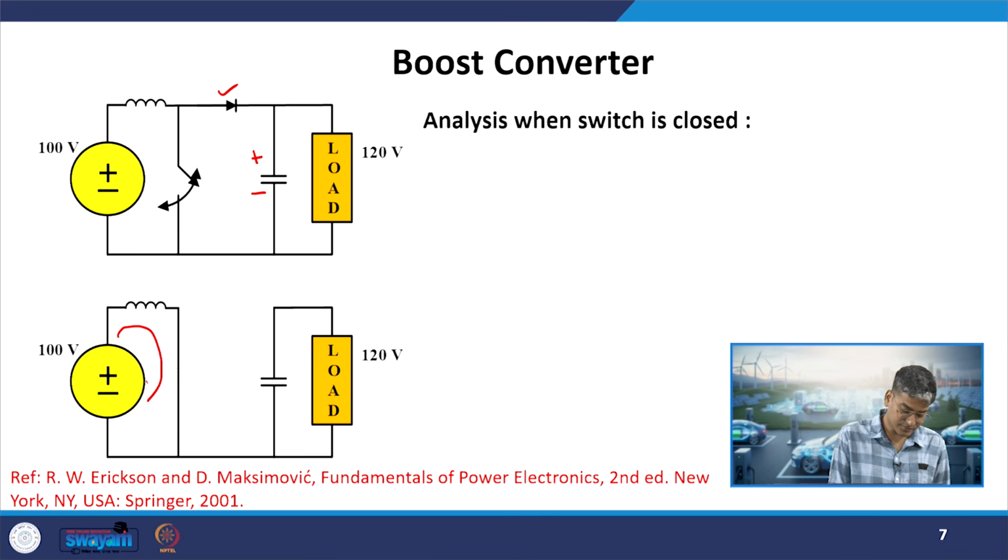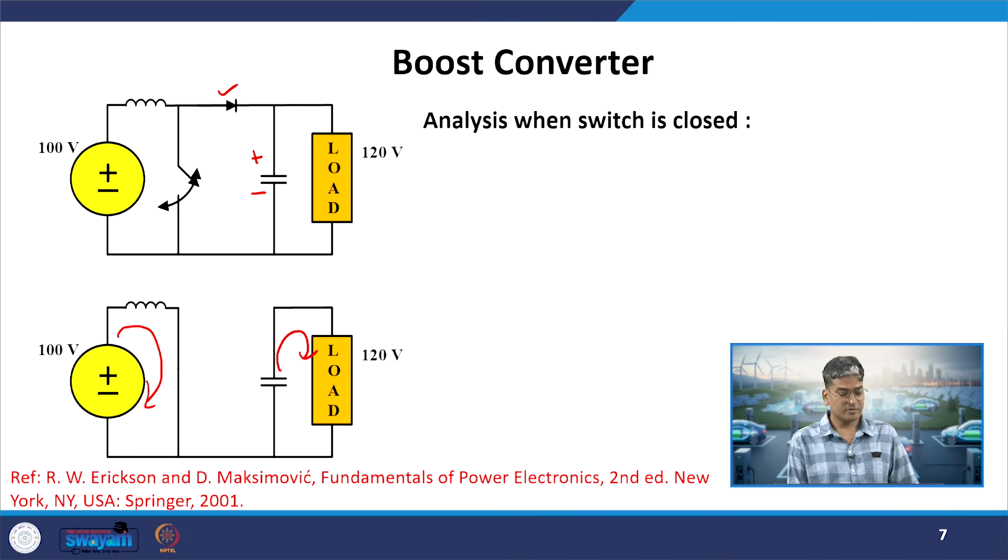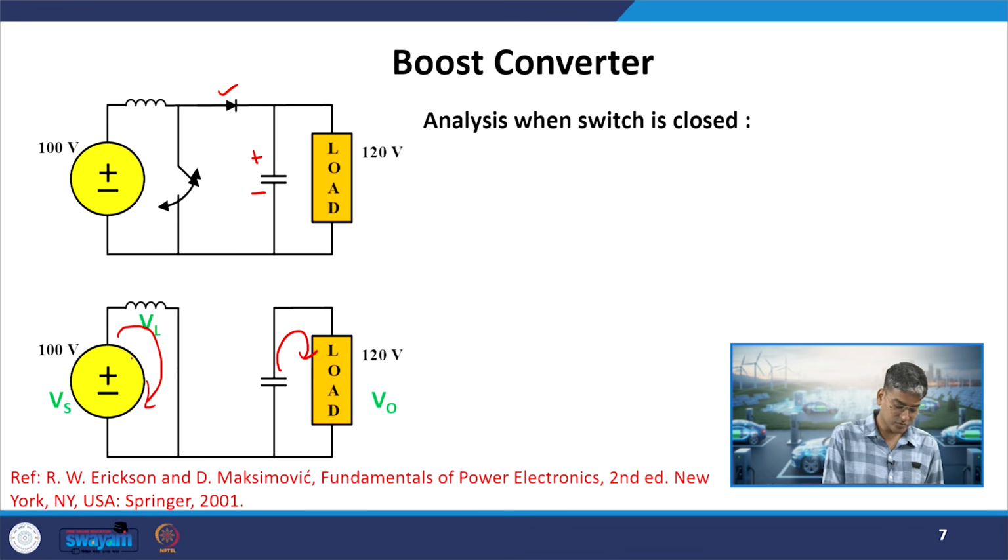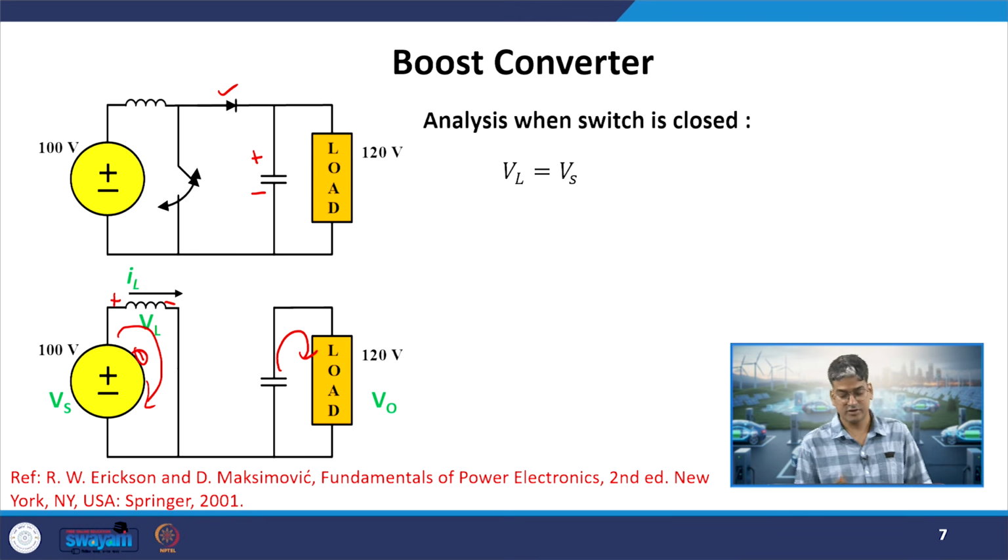From the source side it will just circulate through the inductor. For the load side, the capacitor will be feeding the energy into the load. Okay, so this will be the equivalent circuit when my switch is closed. The inductor is just charging as it is connected across the source. If I apply KVL in the input loop, I will observe that VL will be equal to Vs, that is, the entire source voltage is applied across the inductor. Now it will be experiencing an increment in the energy, because the current is entering the positive terminal. So it is behaving as a load, and it will start storing the energy.